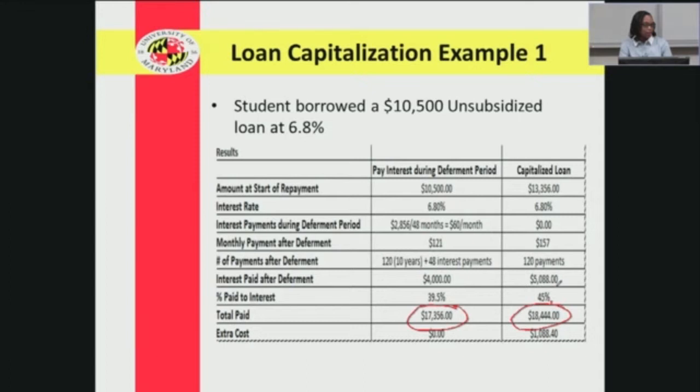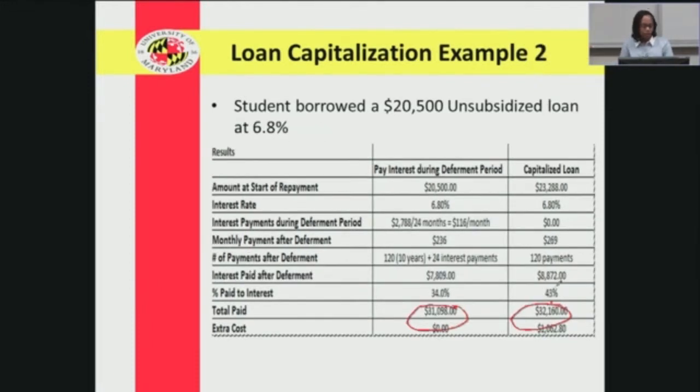So if that's a big difference to you or a big amount to you, then if you can pay the interest while you're in school, we always recommend that. So $60 a month, if you have a job, instead of going to the movies twice or out to dinner, you can make that payment. $60 a month isn't horribly bad.